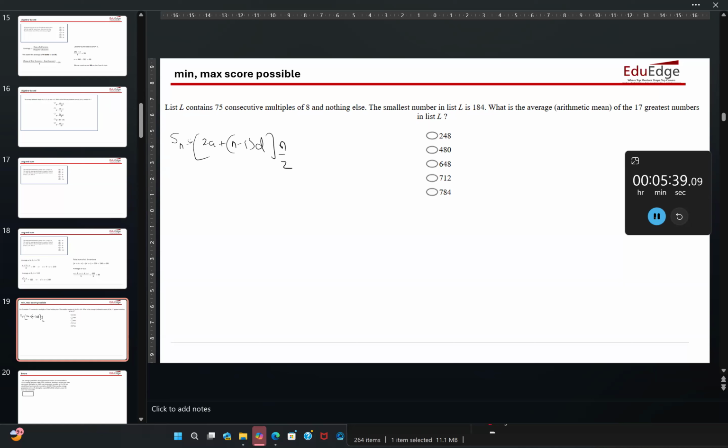Is the answer right? A is not there. I'm getting the smallest number exactly, 184. Oh, so the largest number will be way higher, like 700s or something. 84 into 2 is 368. And n minus 1 is 16. No, but the first number was not 184, no. It was 776. Okay.